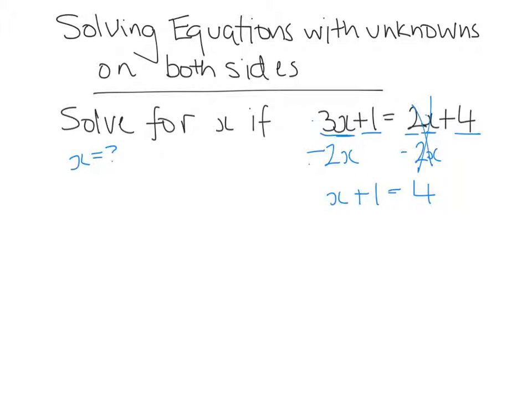Now I can get rid of this 1 by minusing 1 on each side. If I minus 1 on each side, plus 1 minus 1, they'll cancel out and just leave the x. And 4 take away 1 is 3. Let's try another one.